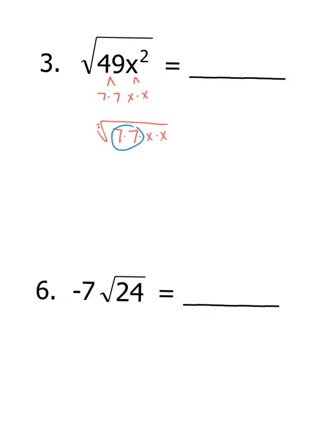I've got a group of 2 here, so a 7 can come out front. A group of 2 here, so an x can come out front. Nothing is left over inside the radical, so that means I don't need a radical in my answer, and my answer is just 7x.